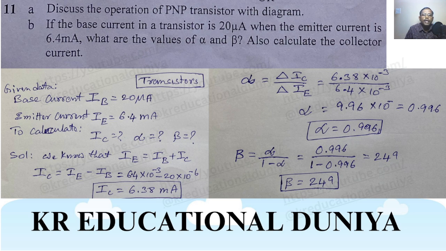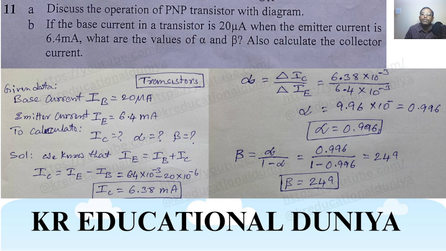So to calculate collector current, we know the formula IE equal to IB plus IC, right? In that the unknown value is IC. So IC equal to IE minus IB, and substitute those values. Don't forget to put proper units, that is micro means 10 power minus 6 and milli means 10 power minus 3. So substitute that, you are going to get IC value. So here IC value equal to 6.38 milliamps, that is 10 power minus 3 amps.